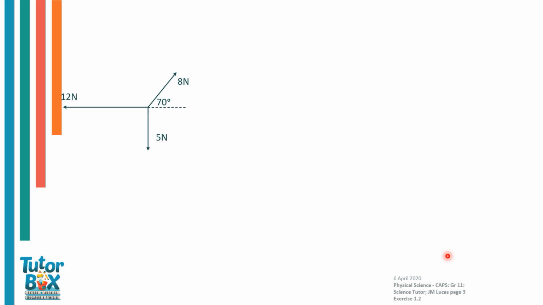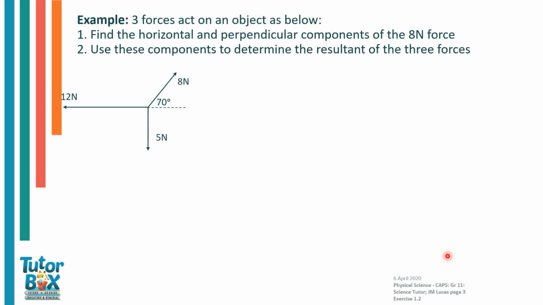You can follow along in your worksheet. So three forces act on an object as below. The first question is to find the horizontal and perpendicular components of only the 8, and then using that to determine the resultant of the three forces. This is a nice question because they have broken it up. They could just ask you the second question and you would automatically have to do that.